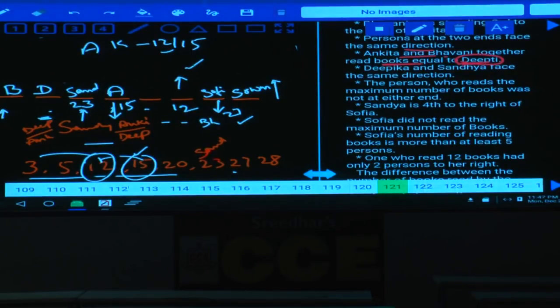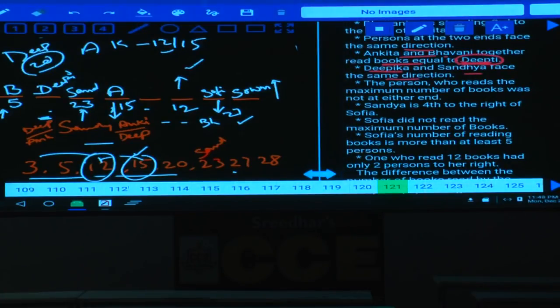Then what is the only possibility here? 15 plus 5, 20. Hence this Bhavani should read 5 books. If Bhavani reads 5 books, then who is the other person here? Deepti. Now this Deepti must read how many? Deepti must read 20 books. Now here Deepti is different, Deepika is different.